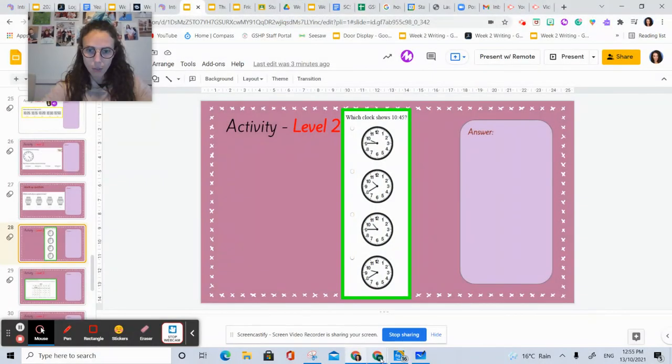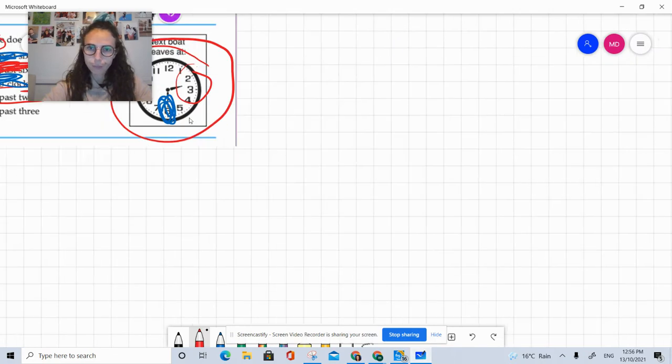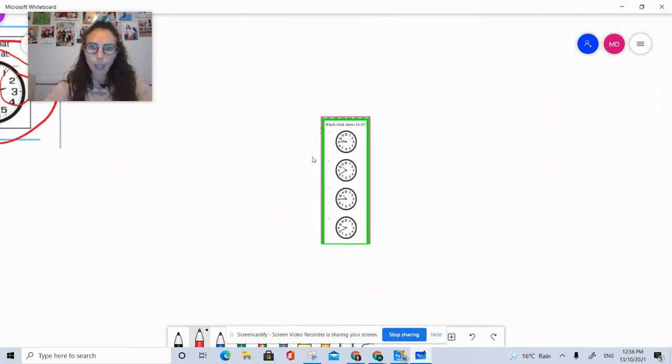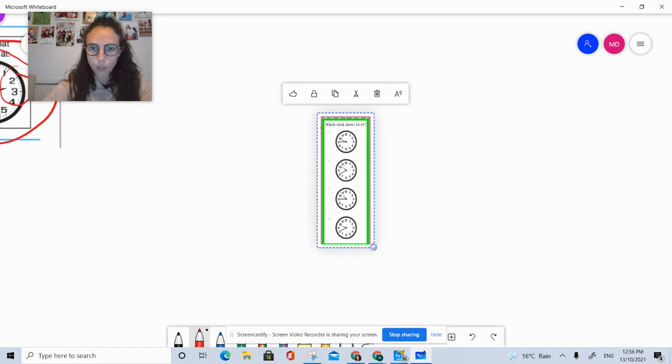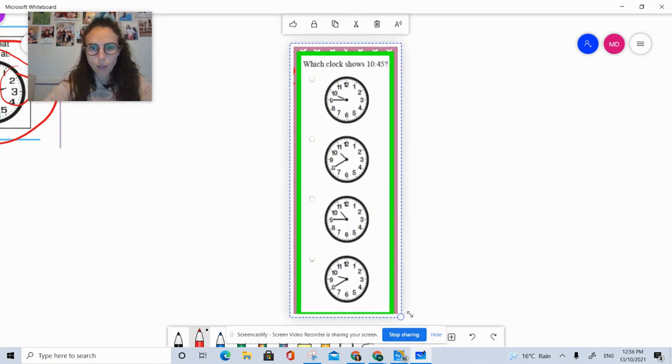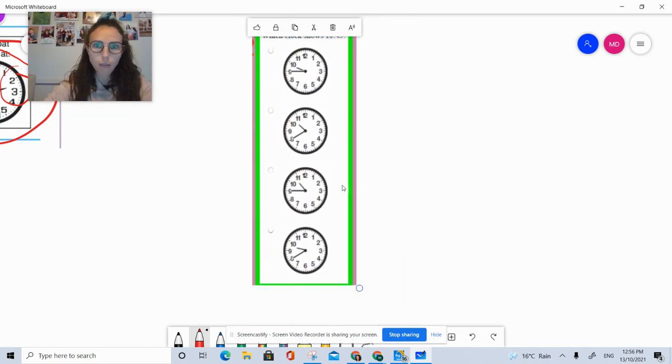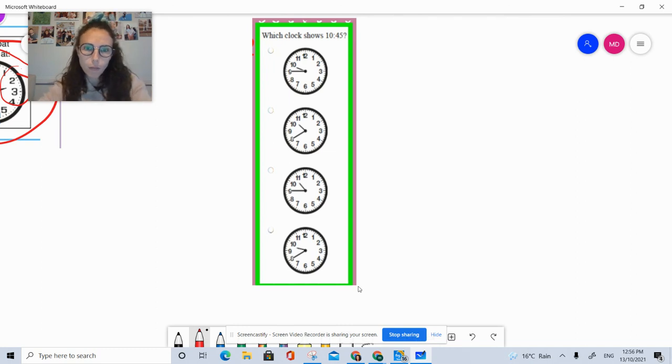If I'm answering a level 2 question over here, I might just take this question, which has, let me just put it onto my whiteboard. Which clock shows 10:45? Now 10:45 also means quarter to 11. What I'm going to be looking for, I know that 10:45 means that it hasn't passed 11 o'clock yet and it's in the 10 o'clock time period. So it's between 10 and 11.